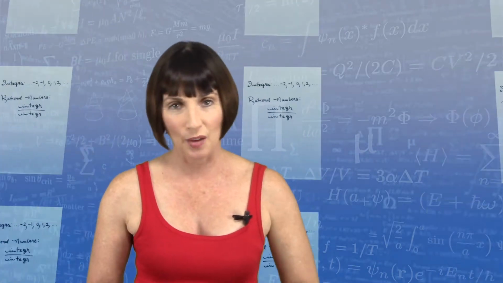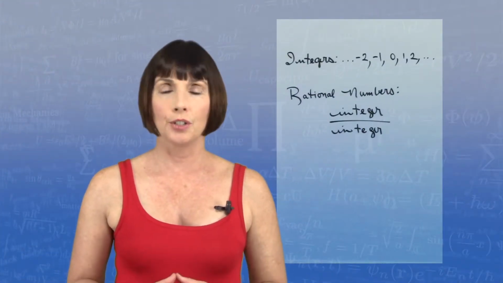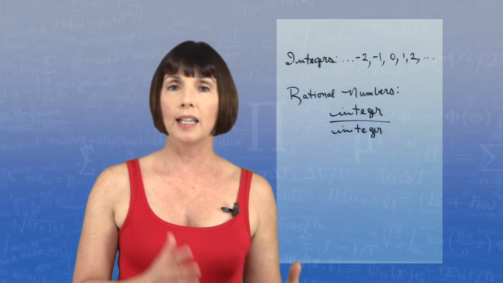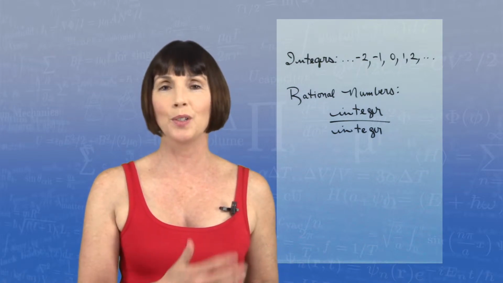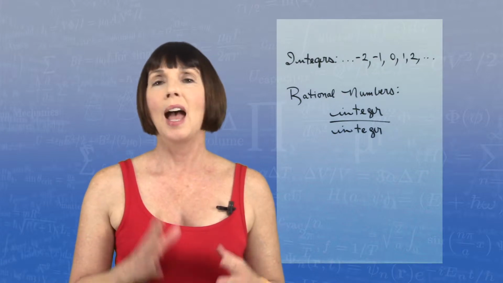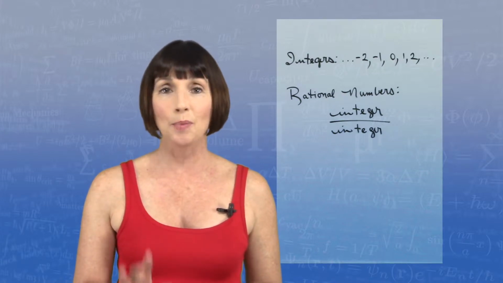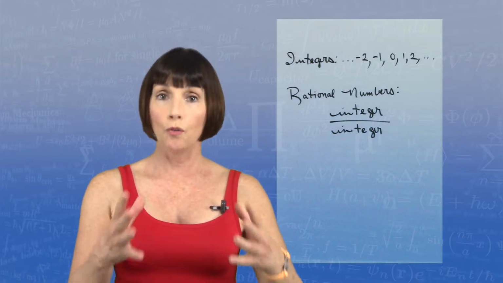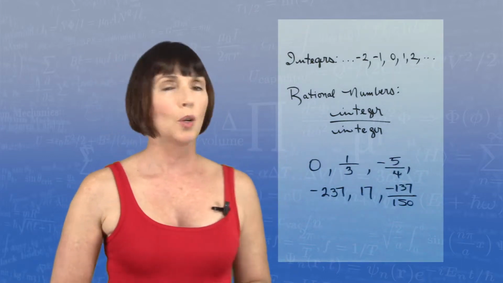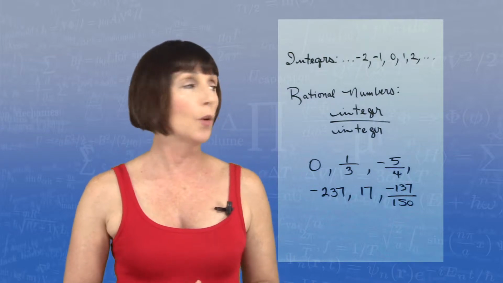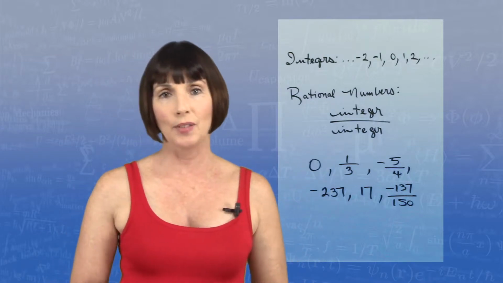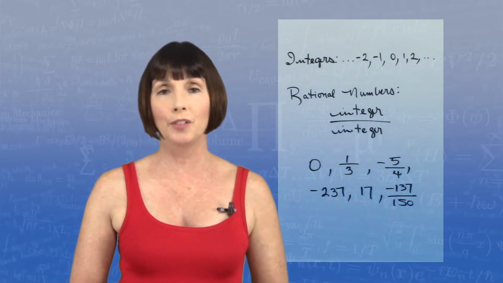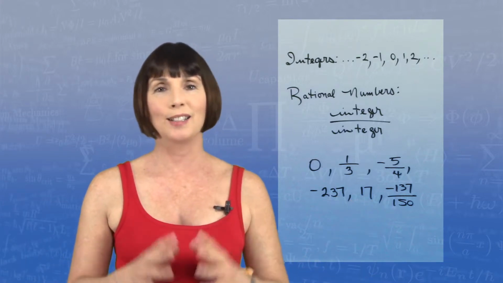Let's start with a couple of definitions. The integers are all the whole numbers, 0, 1, 2, 3, 4, etc., and all their negative counterparts, -1, -2, -3, etc. A rational number is any number that can be written as an integer over an integer. So, for example, 0, 1/3, -5/4, -237, 17, -137 over 150. These are all rational numbers.